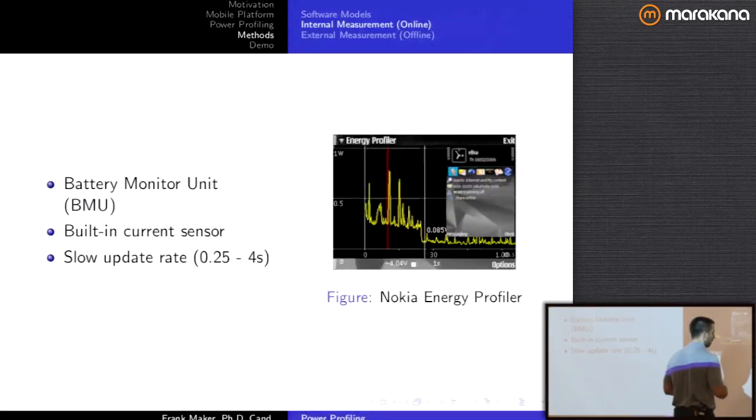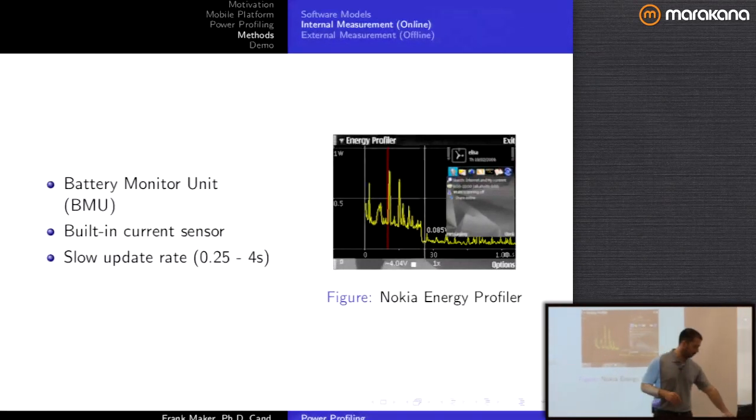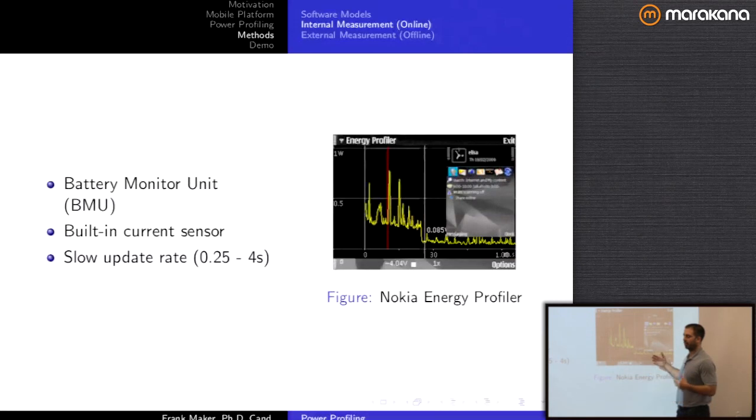So the picture I have here is from a Nokia app. This is for the S60. I haven't seen any apps for any of the modern smartphone OSs that do this, but the Nokia platform did have one. And what it does is it graphs the reading from the current sensor as it comes in.